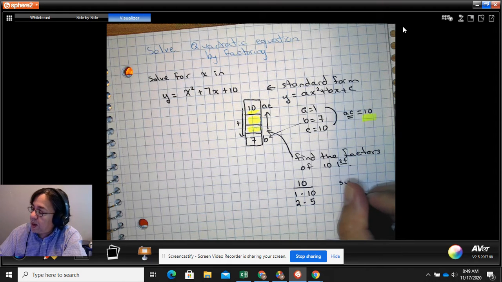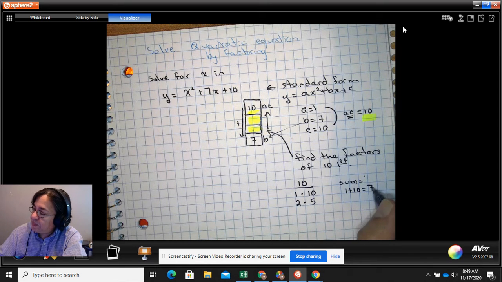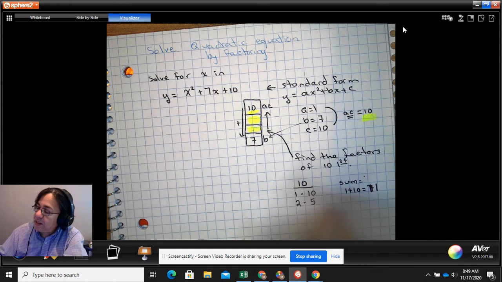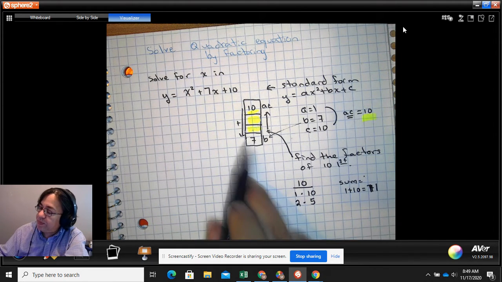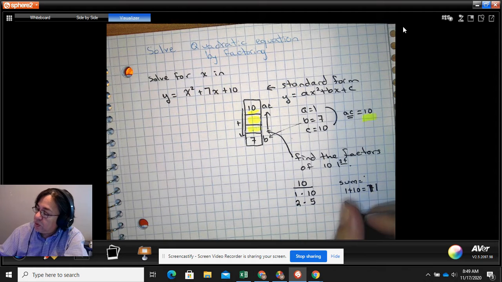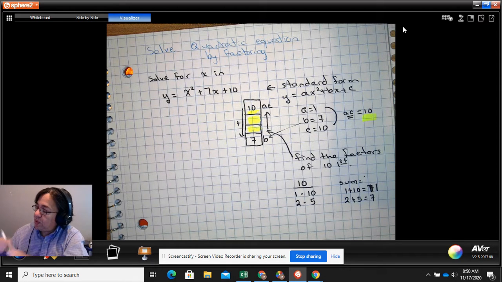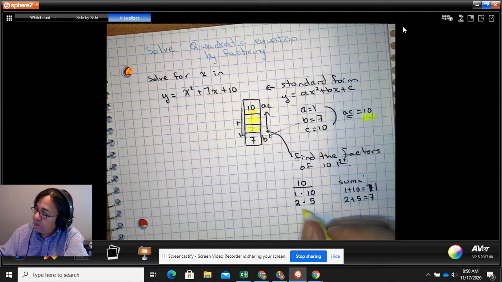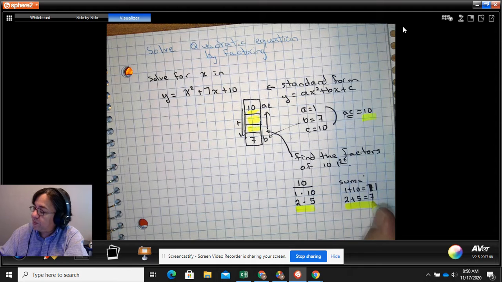So now here I want to look for the sum. Well, 1 plus 10 is 11. Oops, is 11. Not 7. I'm looking for a 7. 2 plus 5 gives me 7. Those are the numbers I'm looking for. 2 and 5.